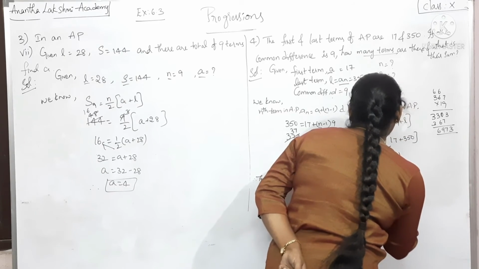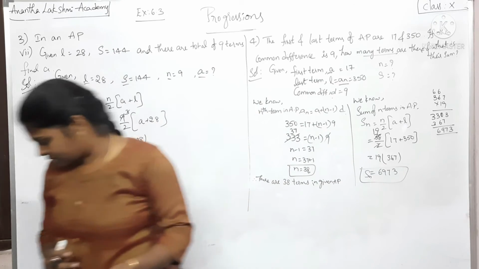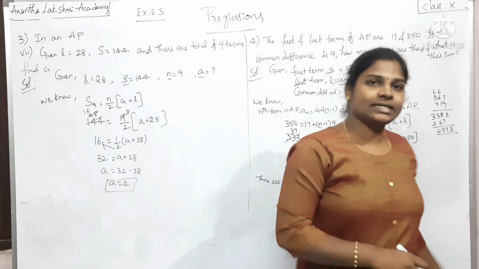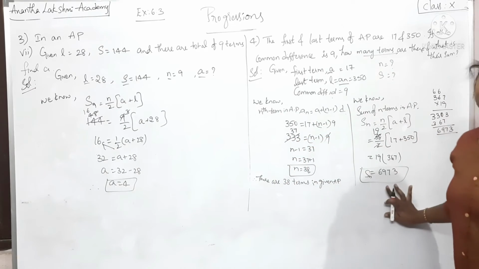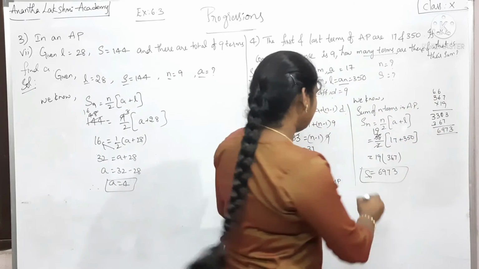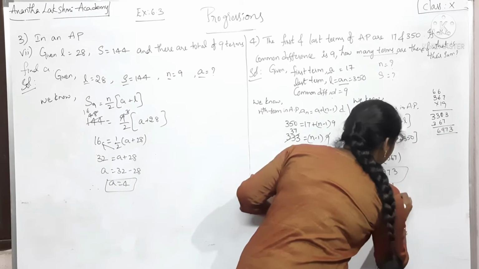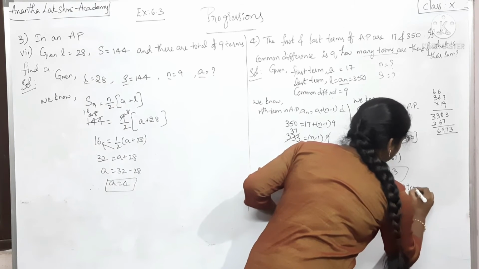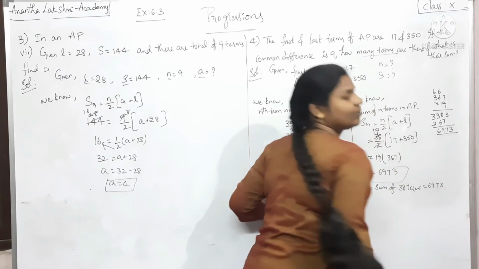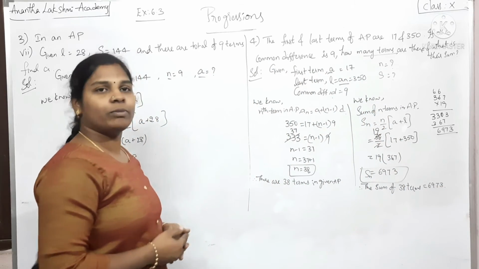The sum of n terms in this AP is going to be 6973. All right. Now, therefore, what is the sum asked? The sum of how many terms? 38 terms is equal to 6973. All right. That is about problem number 4.